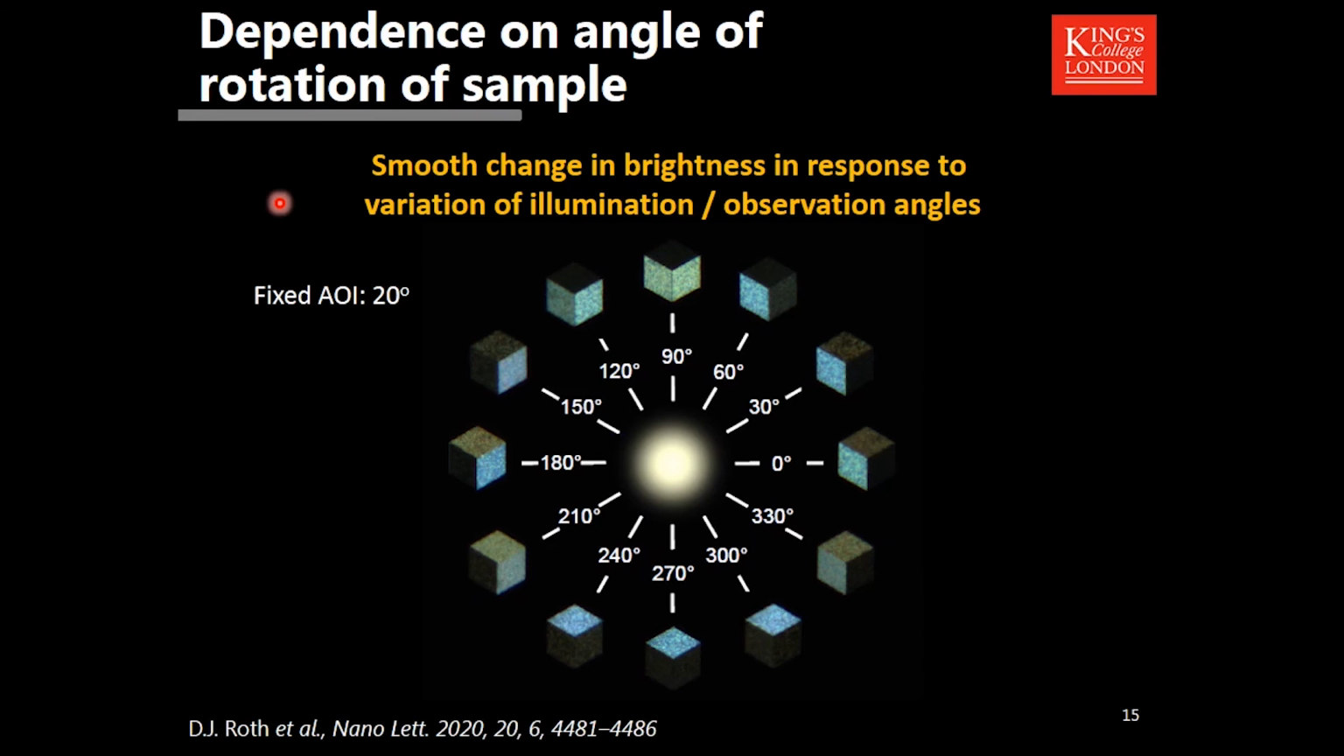Here we look at the dependence of the generated image on the angle of rotation of the sample to check that we get a realistic 3D effect. And indeed we see a smooth change in brightness in response to the variation of illumination angles. Here, as you can see, the bright face of the cube is always facing the illumination.